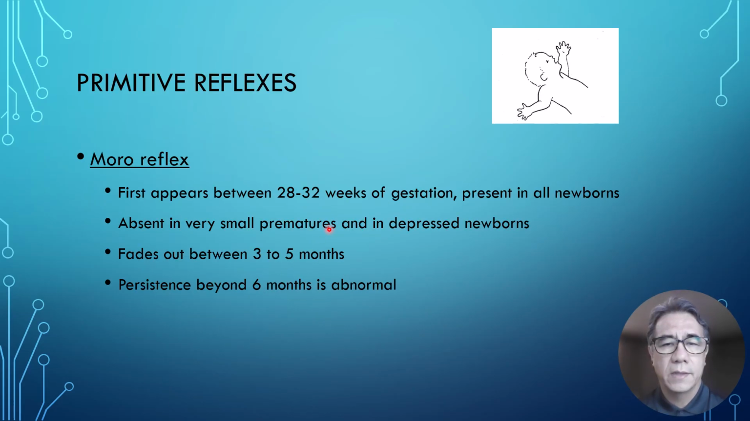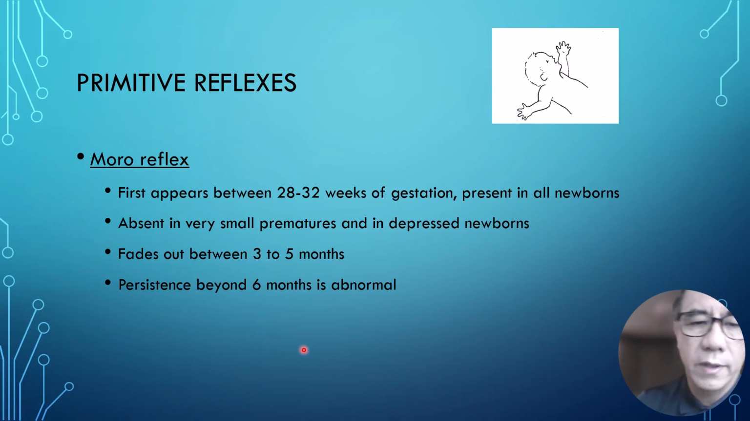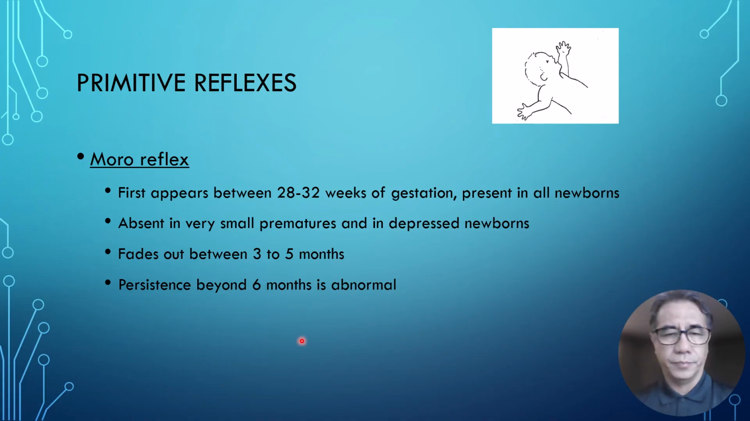The Moro reflex fades out between 3 to 5 months of age. So if it's still present in 6 months and above, that is abnormal and often part of central nervous system disorders.